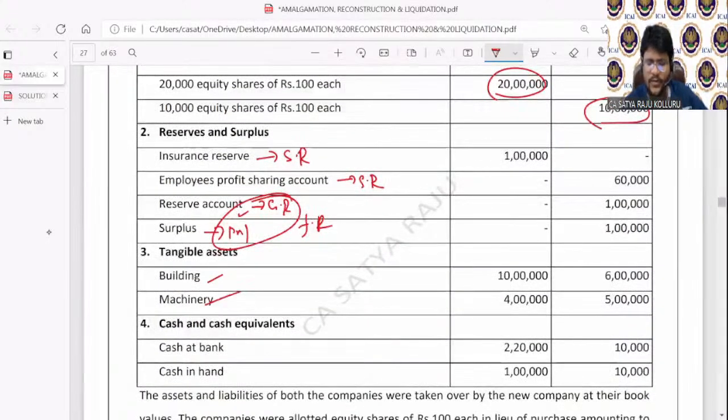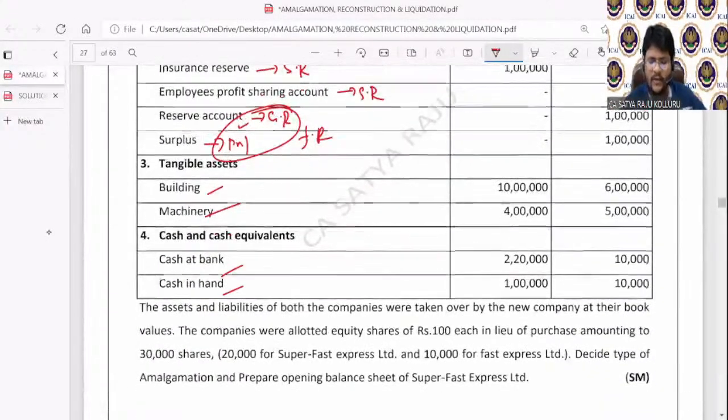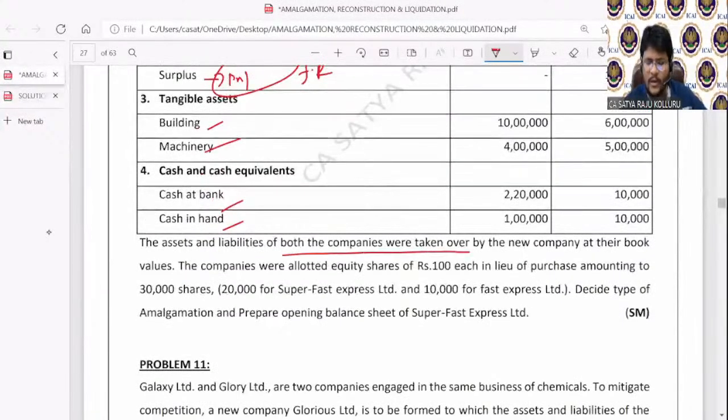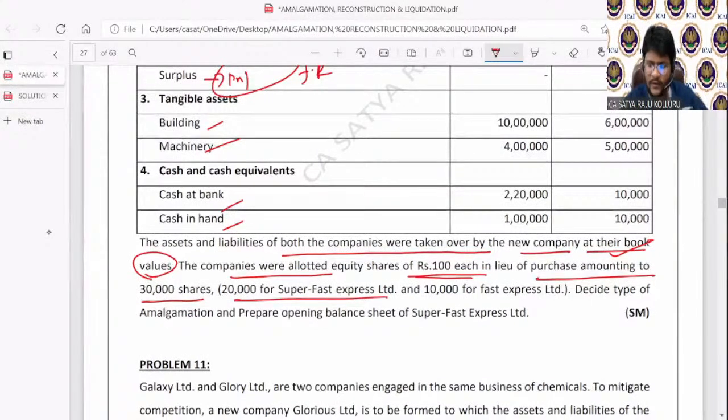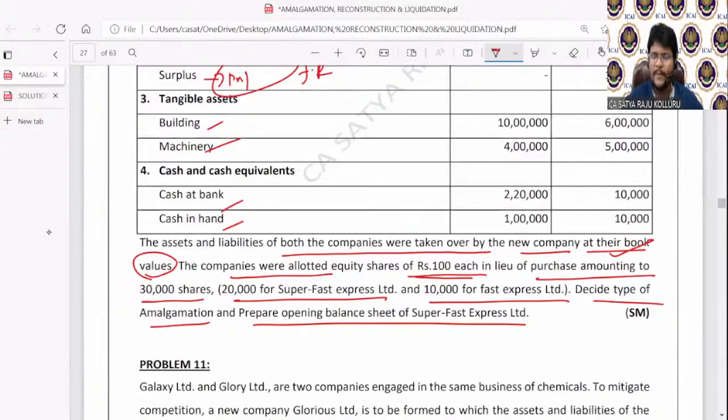Tangible assets: building and machinery are given. Cash and equivalents are given. The assets and liabilities of both the companies were taken over by the new company at their book values. The companies were allotted equity shares of 100 rupees each in lieu of purchase consideration, amounting to 30,000 shares. That is 20,000 for Super Express Limited and 10,000 for Fast Express Limited. Decide the type of amalgamation and prepare the opening balance sheet of Super Fast Express Limited.